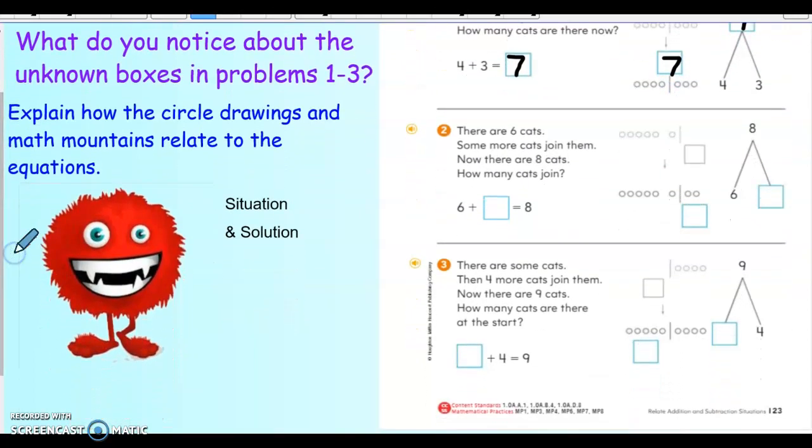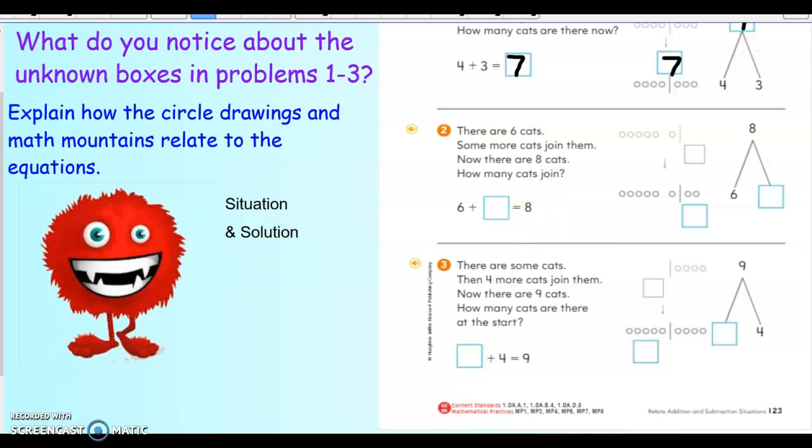All right, this next one says there are 6 cats. Some more cats join them. Now there are 8 cats. How many cats join? So as you read that, you can kind of set up your equation, right? We're starting with 6 cats. Some more cats join them. Plus, well, we don't know what some more is, so we put an unknown box. Equals, now there are 8 cats. That sounds like the total.